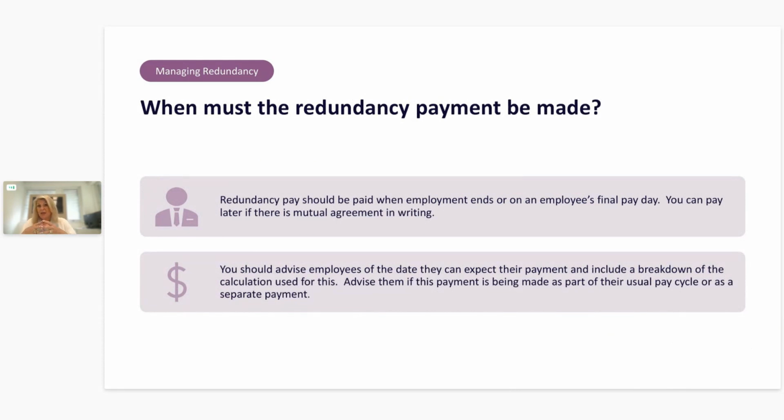Redundancy pay should be made when the employment ends or on the employer's final payday. So if they're usually paid on the 28th day of every month, but their last day is on the 20th, they'd be paid on the 28th as usual. Redundancy pay should not come as a surprise. This should have been communicated to them in writing ahead of time, and they should be aware of when, how much, and how their pay is being calculated prior to the payment being made.